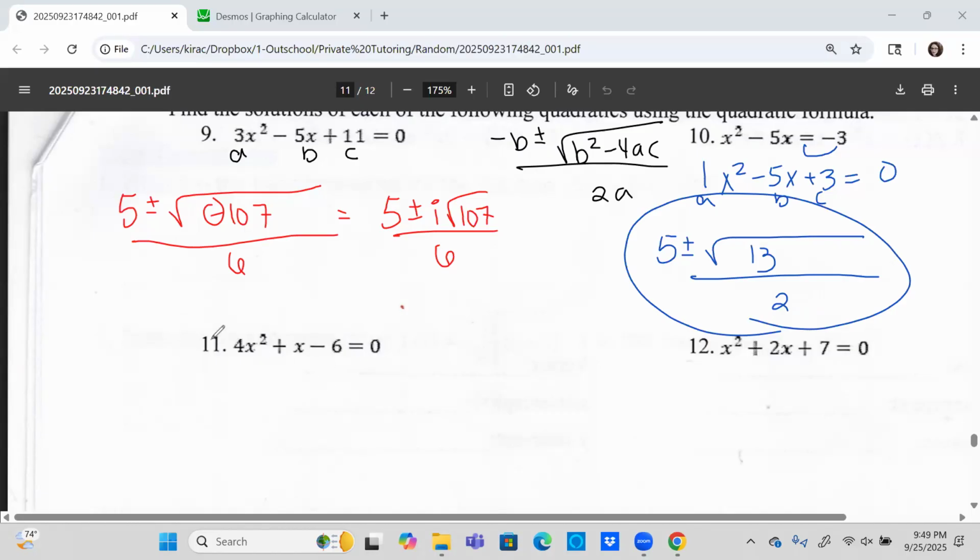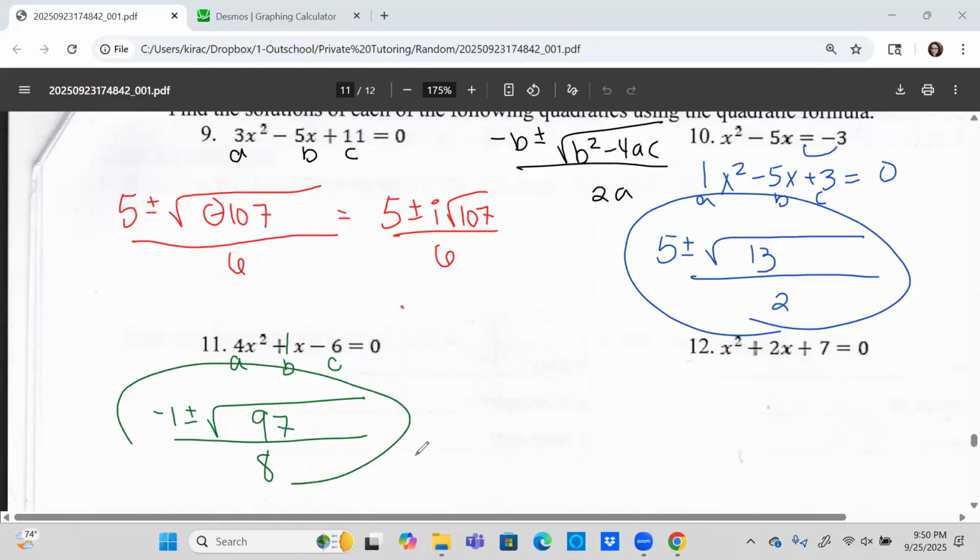Okay, coming to 11, it's already set to 0, so we can just start. A, there's a 1, B, C. So negative B plus or minus B squared, so 1 squared is 1, minus 4AC, all over 2A. 2 times 4, better known as 8. Calculator, 1 minus 4 times -6. That's 97. I think 97 is prime. Think you're done. Answer. If it's not prime, I kind of hope we get one. You break it down, or if you can pull out a square root, you would. If you could simplify the radical, you would.